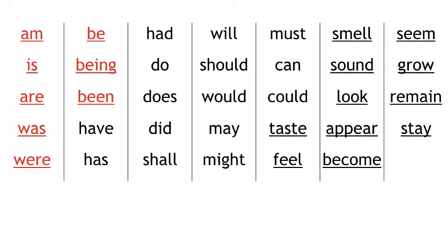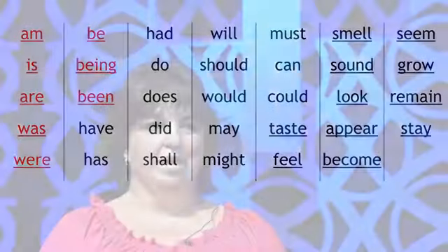Listen first. Am, is, are, was, were, be, being, been. Have, has, had, do, does, did, shall, will, should, would, may, might, must, can, could. Taste, feel, smell, sound, look, appear, become, seem, grow, remain, stay. Now, I probably just went through the list fast for you, but your teacher can show you how to slow it down and to memorize that list, because it will help you a lot.